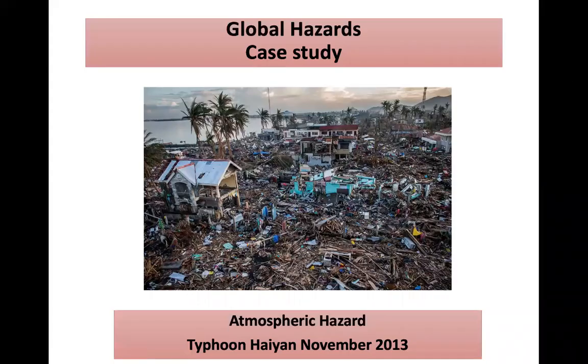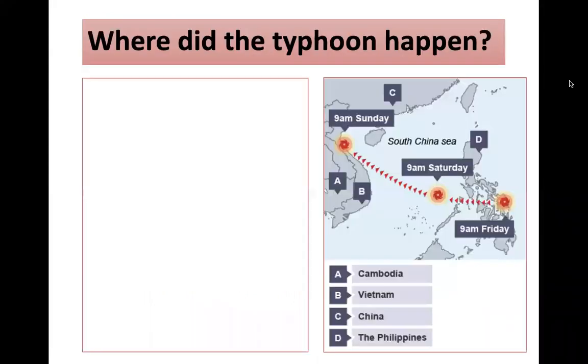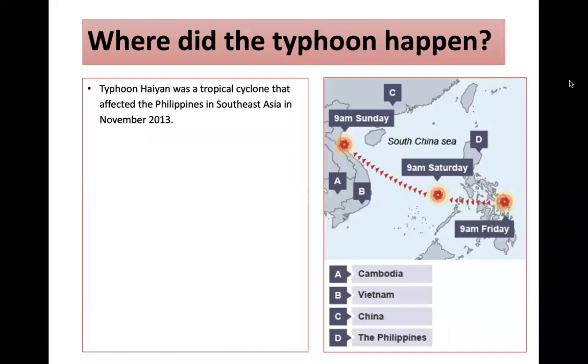Hi geographers, welcome to this case study for global hazards, the atmospheric hazard that is non-UK based, Typhoon Haiyan, that happened in November 2013. So where did Typhoon Haiyan happen? It was a tropical cyclone that affected the Philippines in Southeast Asia in November 2013.